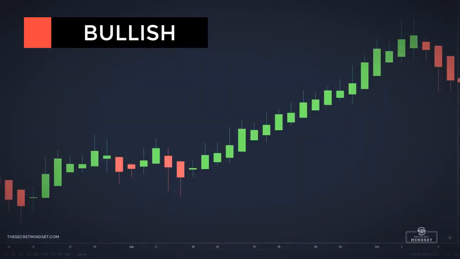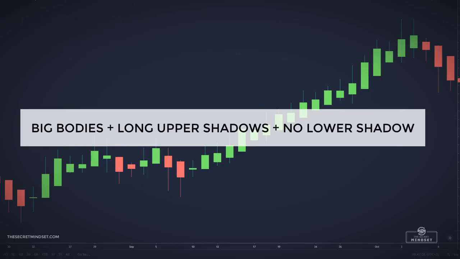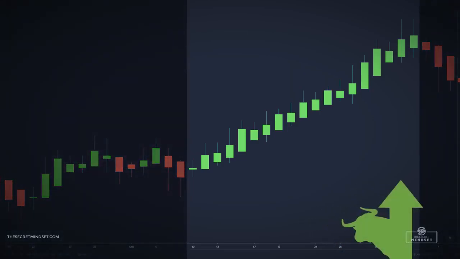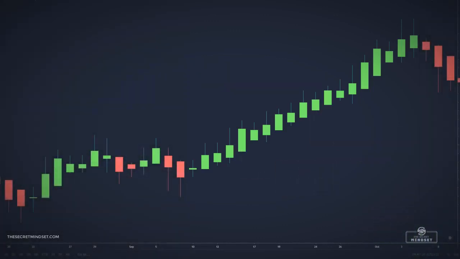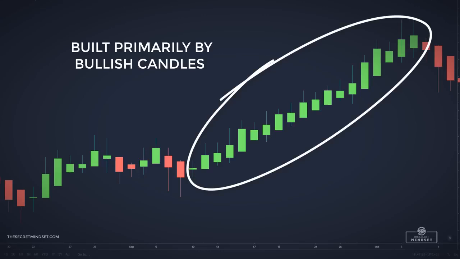When the market is bullish, Heikin Ashi candlesticks have big bodies and long upper shadows, but no lower shadow. Pay attention to the big trend in this chart. As you can see, almost all of the candlesticks have big bodies, long upper shadows, and no lower shadow. At first glance, the bullish Heikin Ashi trend looks like a normal Japanese candlestick trend. However, you will notice that the Heikin Ashi trend is built primarily by bullish candles and is absent of lower candle wicks. When the price is shooting up, the price action creates very little to no lower shadows.